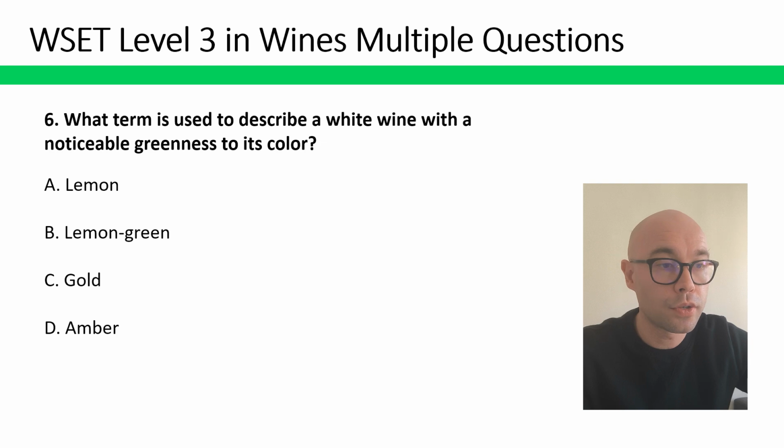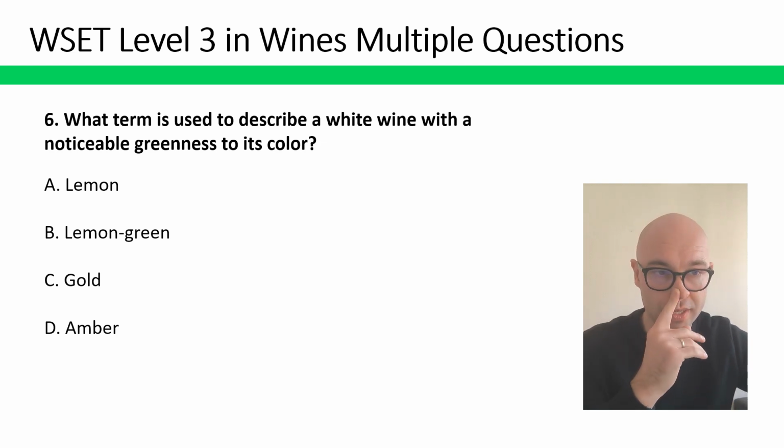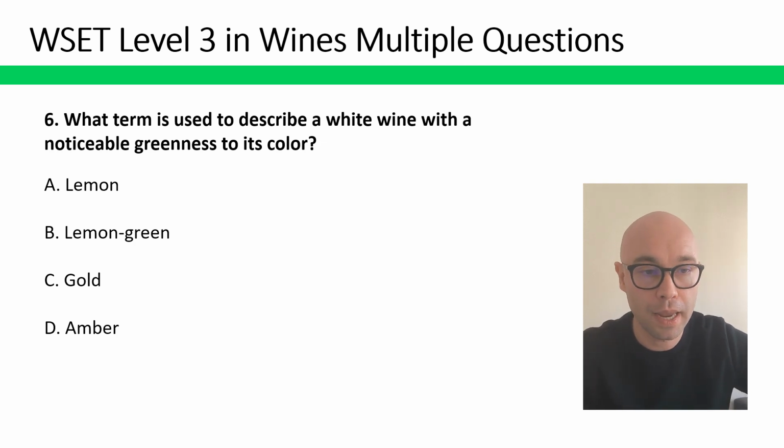What term is used to describe a wine with a noticeable greenness to its color? Lemon, lemon green, gold, amber. The correct answer is B, lemon green, potentially wine grapes from a cool climate, picked earlier.